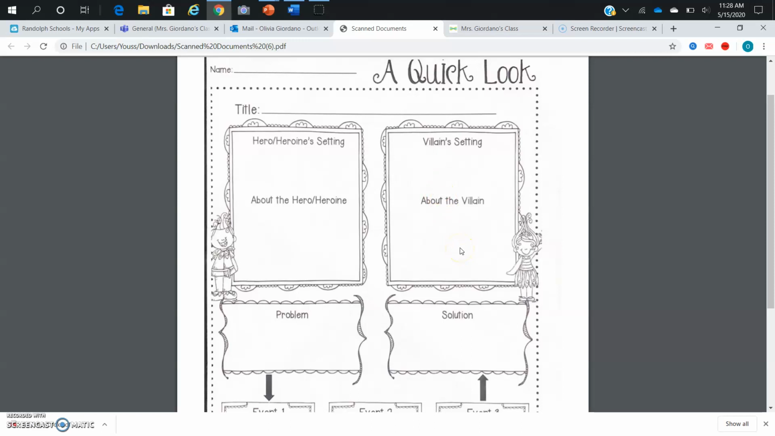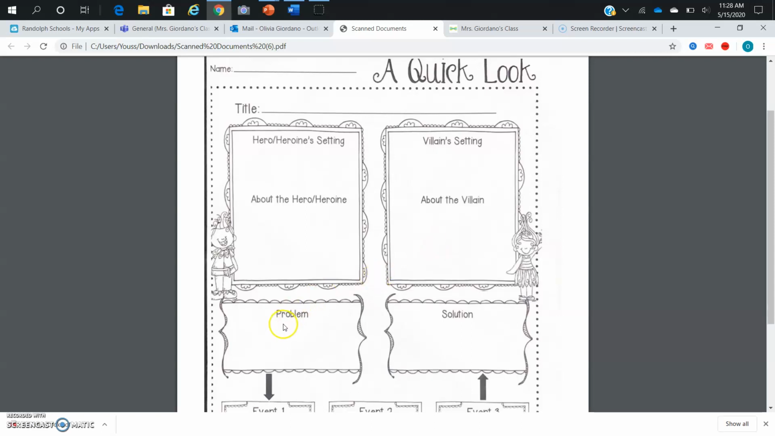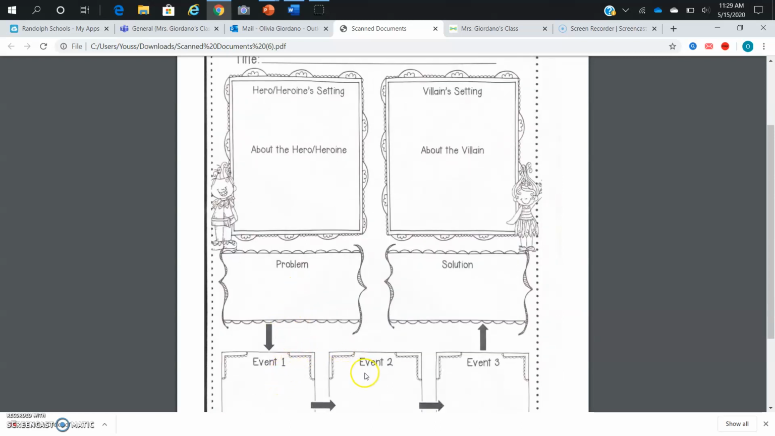Now remember, this is just a planning sheet, so you don't need to write too much yet. This is just a summary of everything so that we have it all in one place, and when we start to write our writing, we can refer back to this. Then you're going to write down your problem, those 3 events, and your solution.